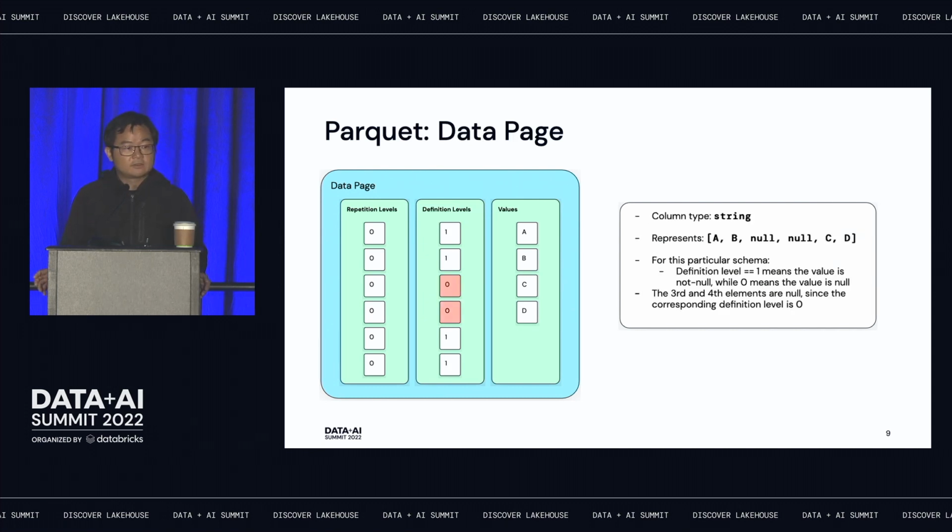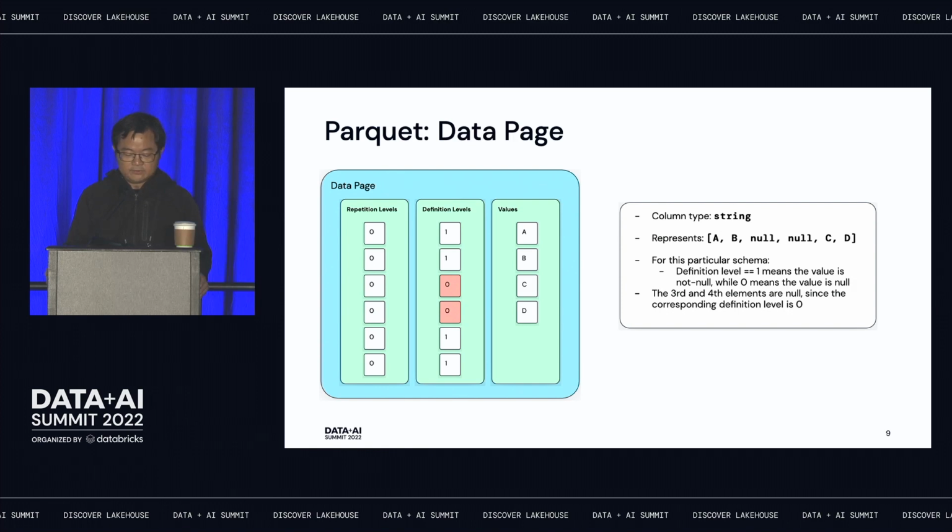So let's take a look at a simple example. Suppose we have a page whose type is string. In this case, you can see the definition levels: we have 4 ones and 2 zeros. For this particular schema, definition level equal to 1 means that the value is not null, while definition level equal to 0 means the value is null.